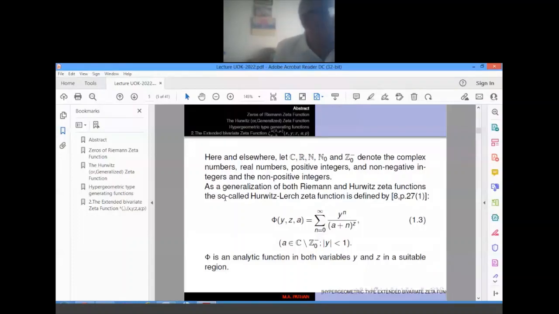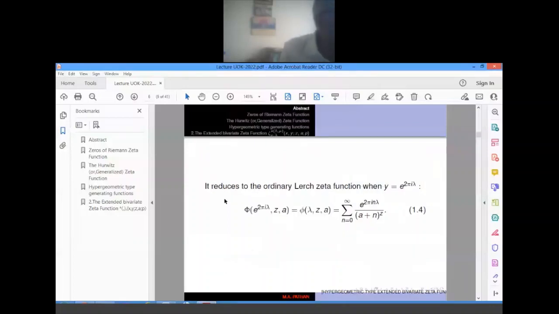A generalization of both Riemann and Hurwitz zeta functions, the so-called Hurwitz-Lerch zeta function, is defined in the following way. This is denoted by phi(y, z, a) equal to the series n equal to 0 to infinity of y to the power n upon (a + n) to the power z, together with the conditions for a and y. Here phi is an analytic function in both variables y and z in a suitable region. If suppose we substitute for y, then phi will change in the following way, and the right hand side will be simply giving the series having numerator e to the power 2 pi i n lambda and denominator (a + n) to the power z.